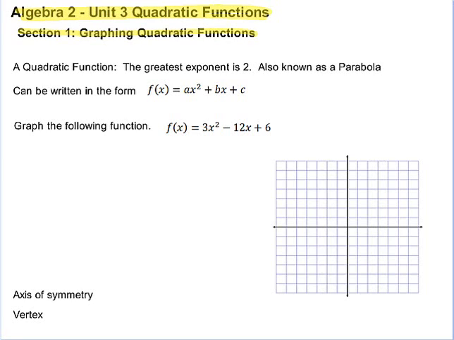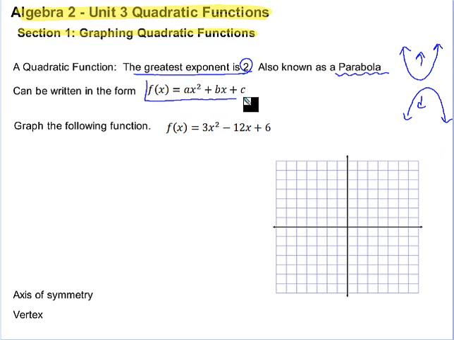So first off, a quadratic function, what is it? The greatest exponent is 2. This is also known as a parabola. They look something like this. Okay, you could be facing up or you could be facing down. We know it's a quadratic function if it can be written in the form f of x is equal to ax squared plus bx plus c. Remember, f of x is just our function notation.